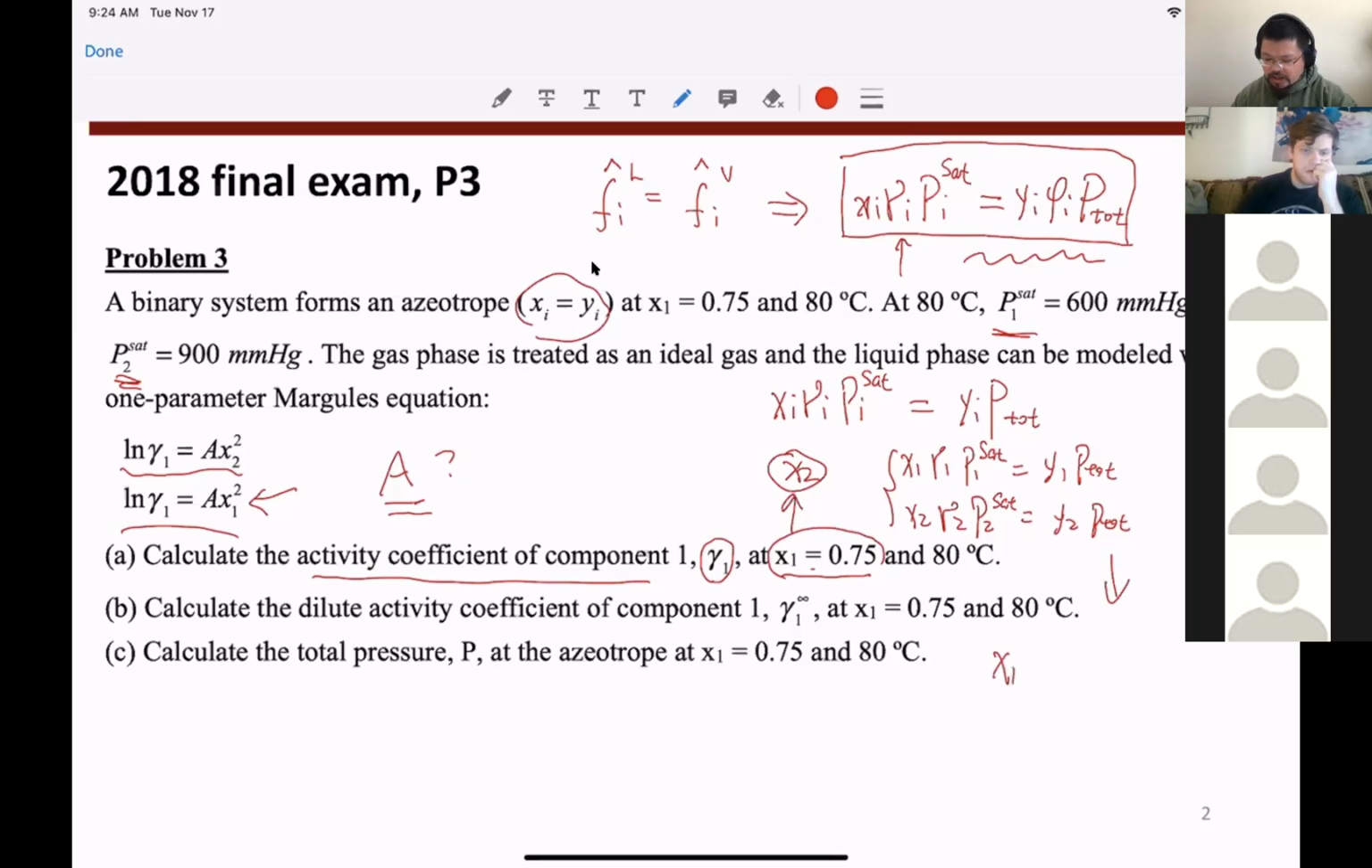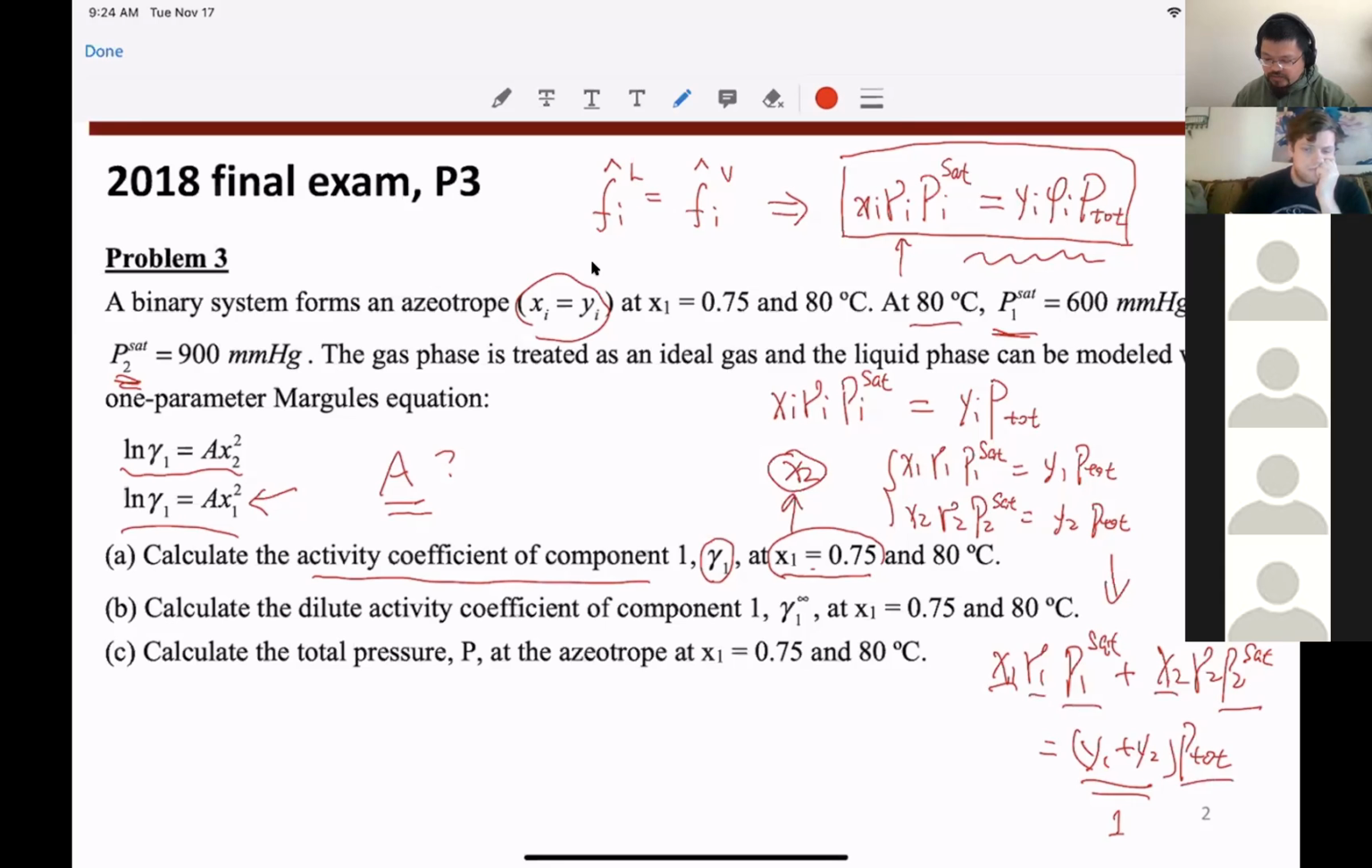If we add the two equations on both sides, that would be y1 plus y2 times P total, and that is simply 1, right? By using this type of technique, we should be able to get rid of y1 and y2. Now if you look at that simplified or modified equation, we know x1, we know x2, we know P1^sat, we know P2^sat. This is provided in the problem statement. P total is also known.